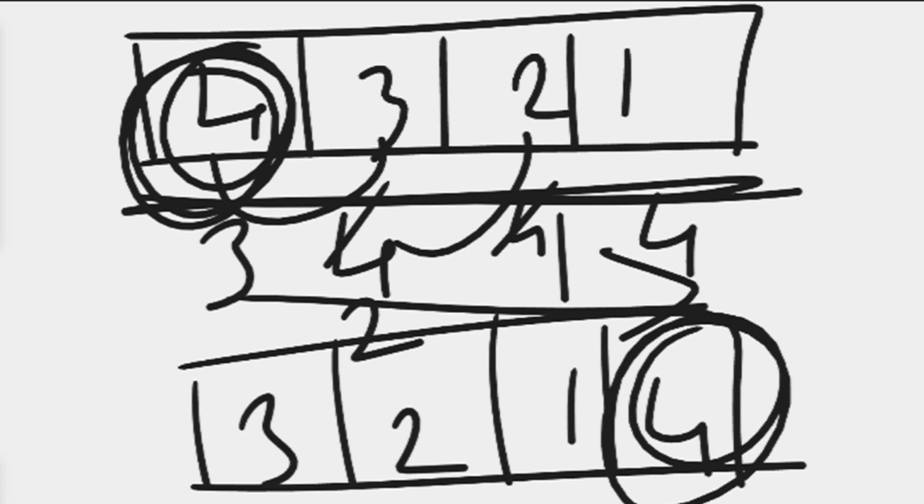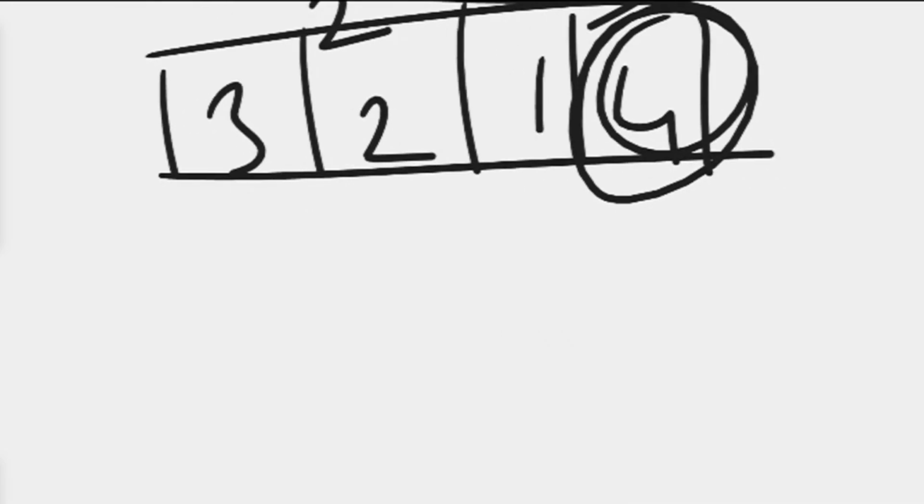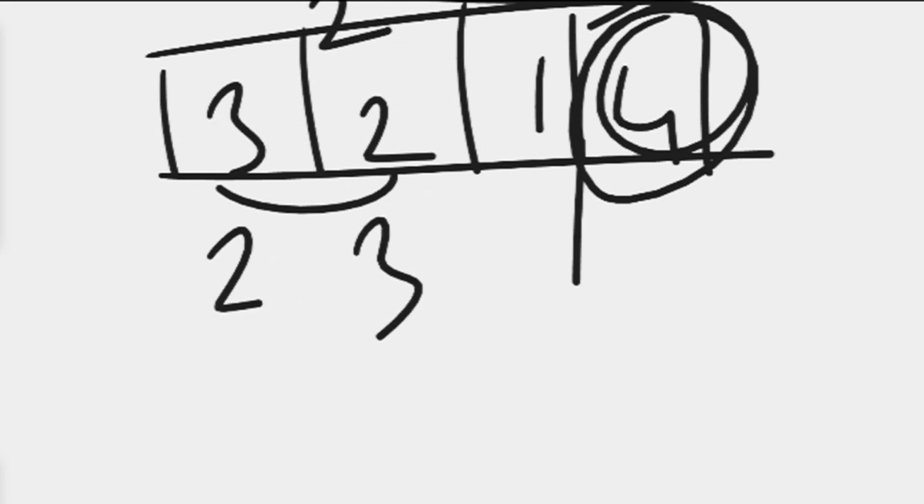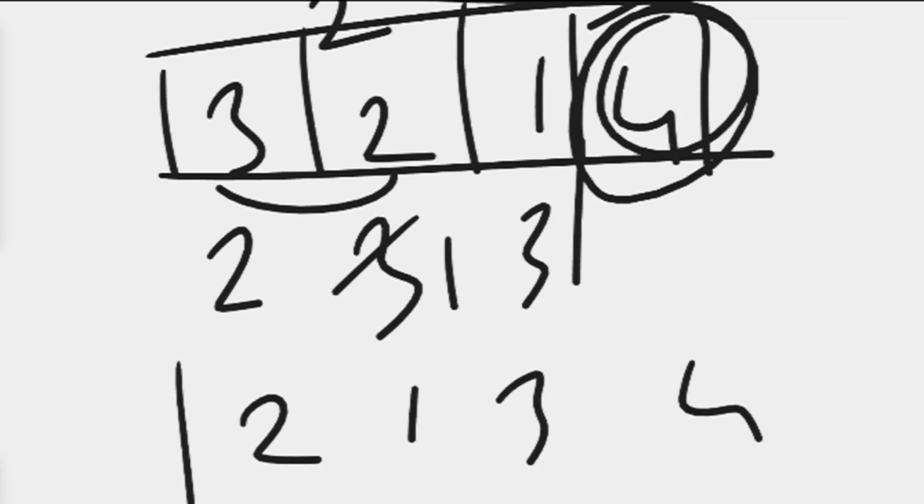The same thing will happen for next 3. We will not consider 4 now. We'll just consider 3 to 1. So 3 to 1 comparison. 3 is greater, swap. 3 and 1, 3 is greater, again swap. So now you can see you will get 2, 1, 3, 4.